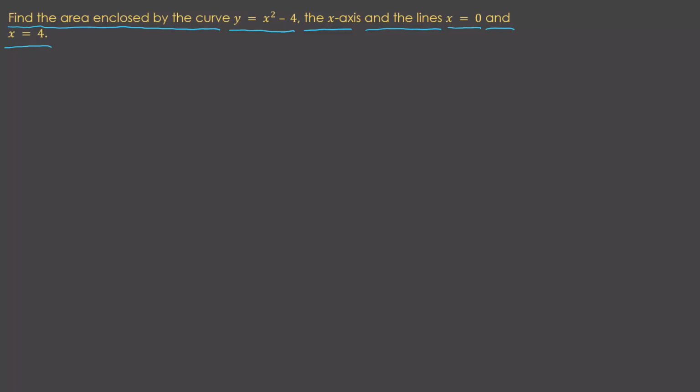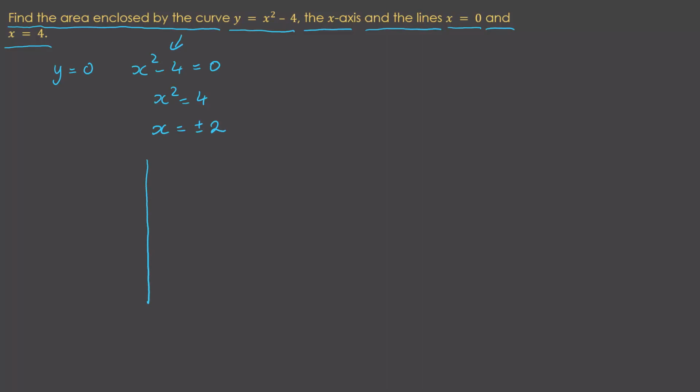Now, let's think about the x-intercepts. The x-intercepts happen when y is 0. So therefore, x squared minus 4 equals 0. That means x squared equals 4, or you could factorize this using DOPS. And then x is plus or minus 2.